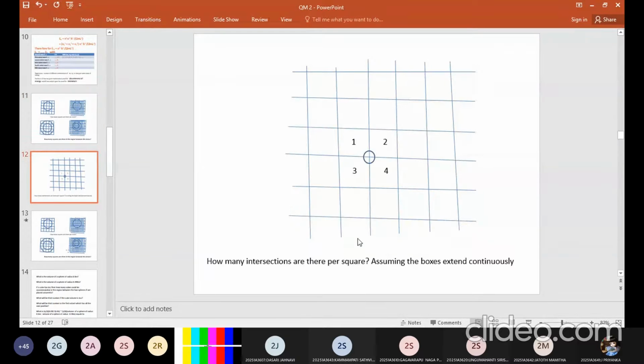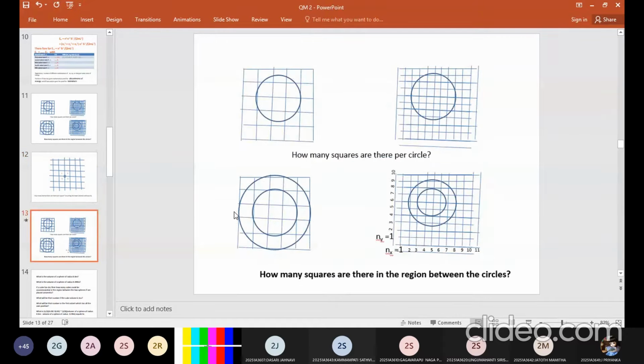Now I just wanted to tell you that each square has only one intersection. That's what I tried to explain yesterday. We have one intersection per square, or one square per intersection. So each intersection gives you one particular combination of nx and ny. This is in two dimensions. Each intersection gives you one combination of nx and ny in two dimensions.